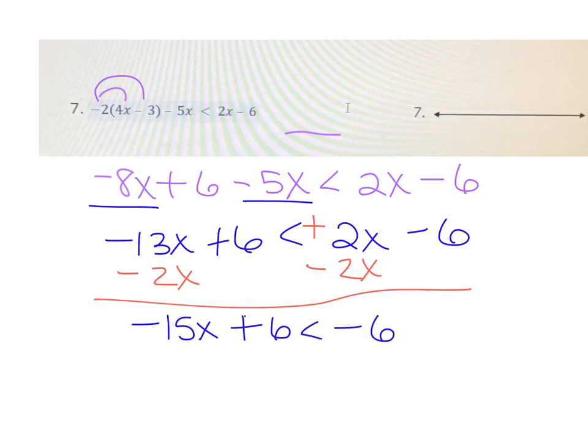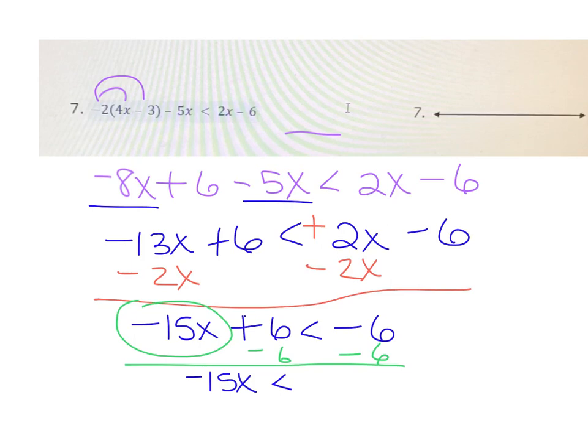Okay, so I'm ready to isolate my variable. I'm going to subtract 6 from both sides. And I get negative 15x is less than negative 6 minus 6, which is not 0, it's negative 12. Okay, I'm ready to divide both sides by negative 15. Now you should be saying to yourself, hey, I just divided by a negative, so that means instead of less than, I need to flip it, make it greater than. On the left, these two cancel out, and I just get x.